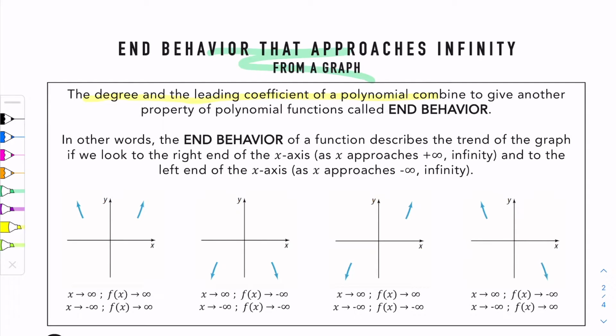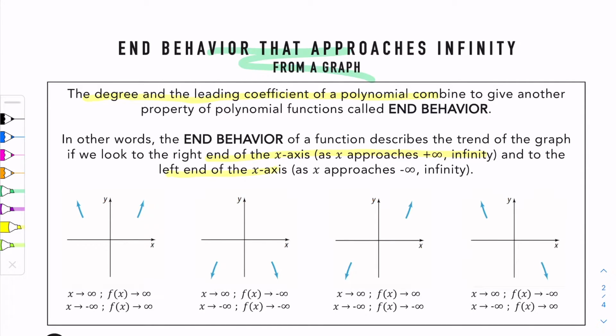So end behavior of a function describes the trend of the graph if we look at the right end and the left end. So you are literally looking at just the ends of the graph. You don't care what happens in the middle. And that's why in these 4 examples, you can see that I just gave you the ends. Whatever happens in the middle is fine, but we only care about those ends.